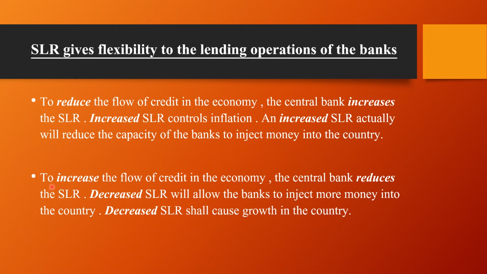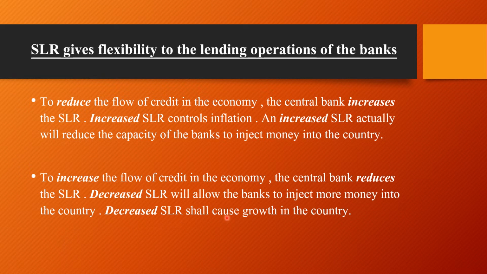Okay, now the second portion is to increase the flow of credit in the economy: the central bank reduces the SLR. When the statutory liquidity ratio decreases, there will be more loanable funds available for the commercial banks to grant loans to the general public. When the general public gets more loans, the flow of credit in the country will increase. Decreased SLR will allow banks to inject more money into the country.